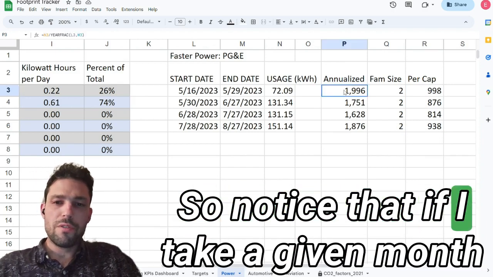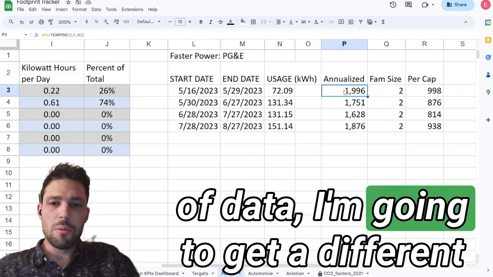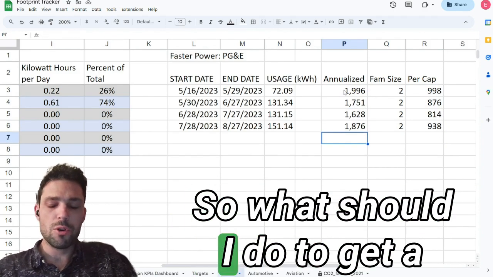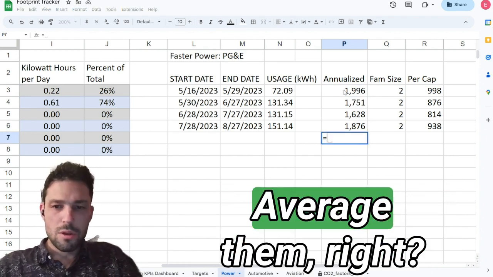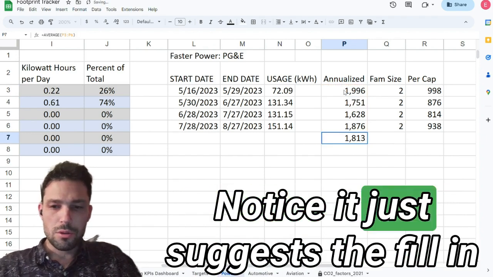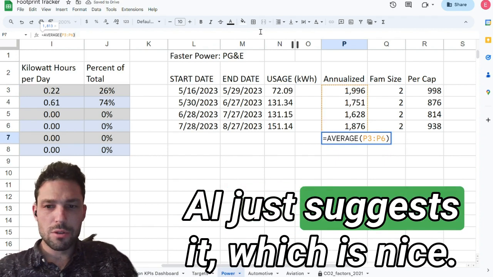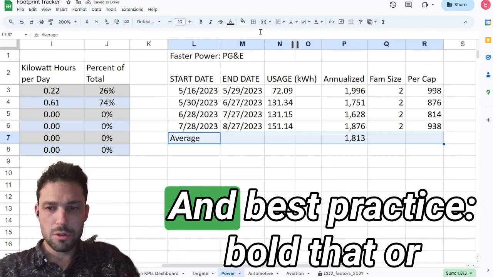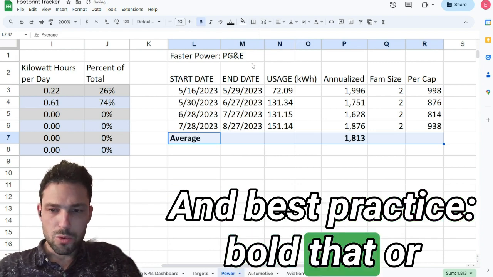So notice that if I take a given month of data, and I annualize it, I get a different number, right? So what should I do to get a better number? Average them, right? I just suggest it. Nice. Well, first is practice.